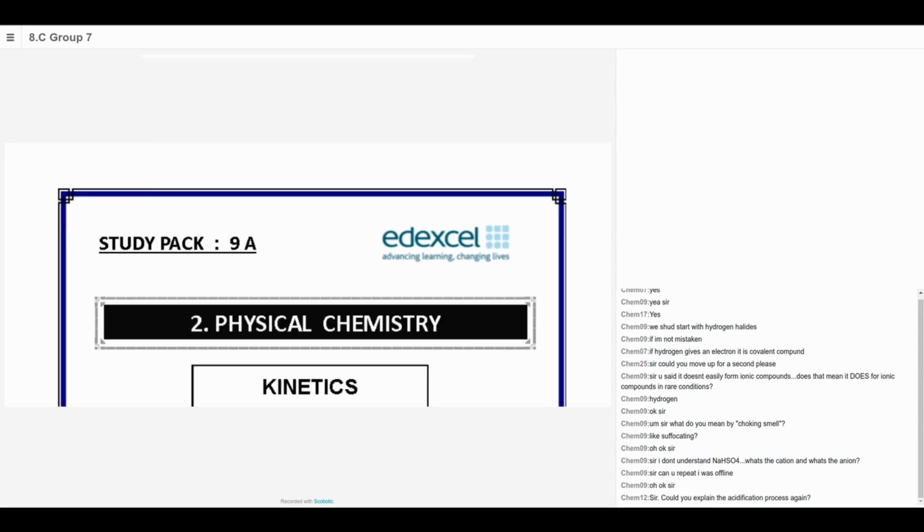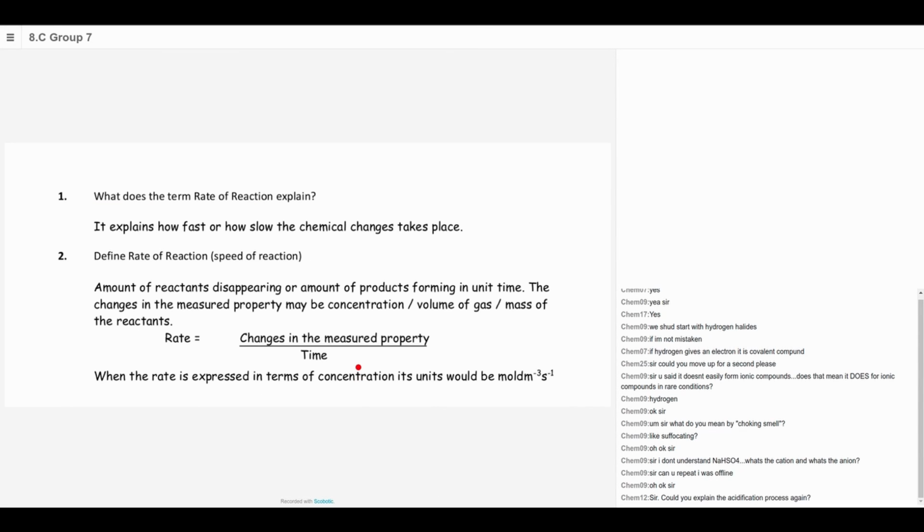In this chapter of kinetics, we'll be studying the rates of reactions, the factors which affect the rate of reaction, how fast or how slow the reaction takes place, different experimental techniques to measure the rate of reaction, and also the collision theory. That first part of the lesson, which I'm going to complete today, is nothing new but what you have done for your O-levels.